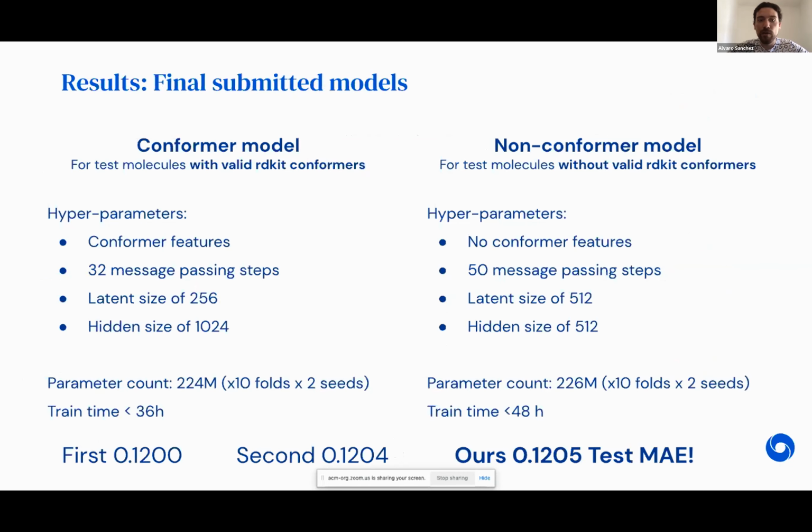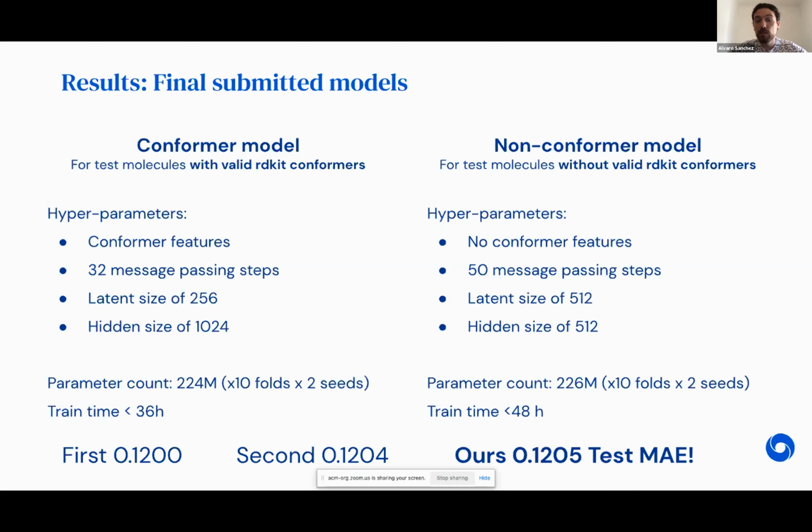And as I mentioned earlier, not all of the molecules have conformer features available. So for our final submission, we trained 2 models, one for test molecules with conformers available, and the other one for those lacking conformer features. And each of the models had slightly different hyperparameters. For example, the non-conformer model was deeper, but otherwise they had the same architecture.